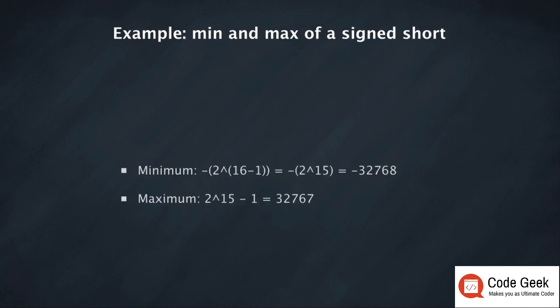So let's take an example of that. Again, a short is stored in 2 bytes, 16 bits. So the minimum is negative 2 to the quantity 16 minus 1, which is equal to negative 2 to the 15th, which is negative 32,768. That is the minimum value. The maximum positive value is 2 to the 15th minus 1, which is 32,767. So this is how we calculate the maximum and minimum values of signed and unsigned numbers given their type.